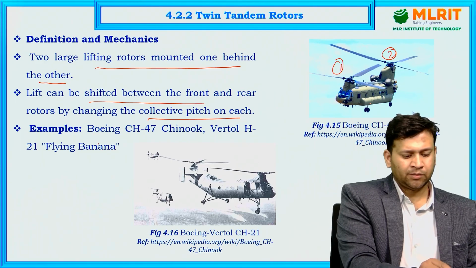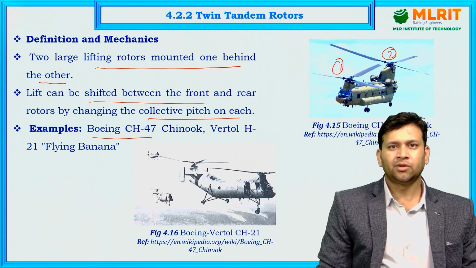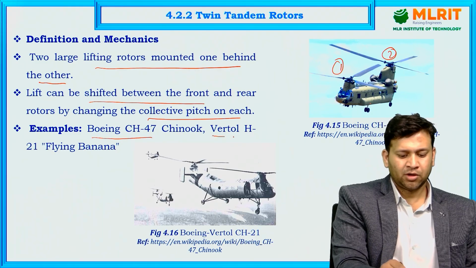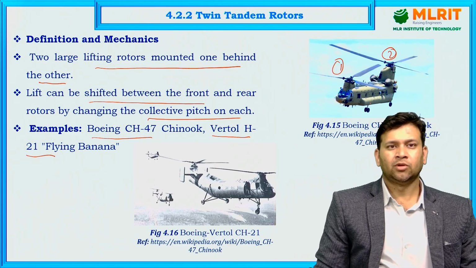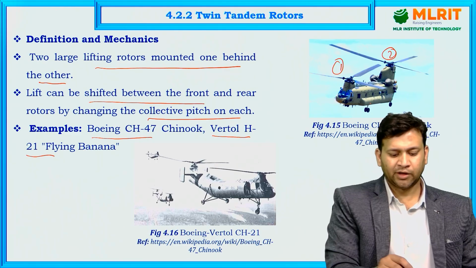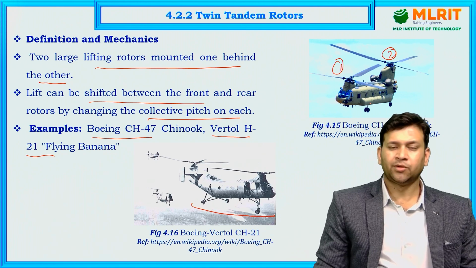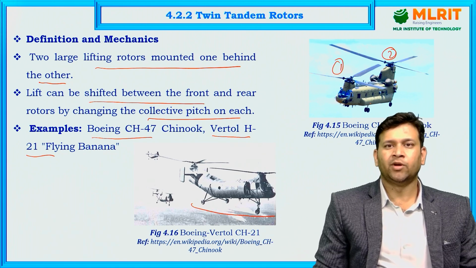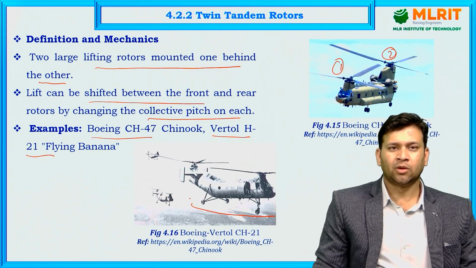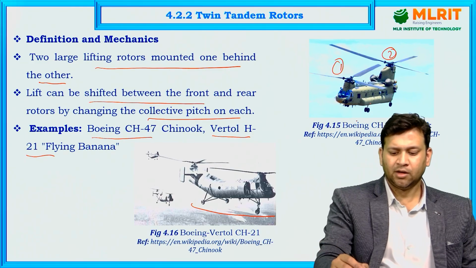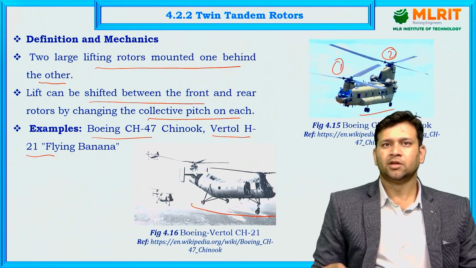The simple examples of twin tandem rotors are the Boeing CH-47 Chinook, and there is one more, the H-21, which is also called the flying banana. So you can see this configuration. This is the H-21, which looks like a banana. Because of its appearance, it is also called the flying banana. This is one more example of twin tandem rotors, which is the Chinook.